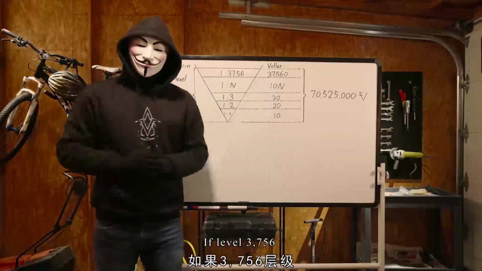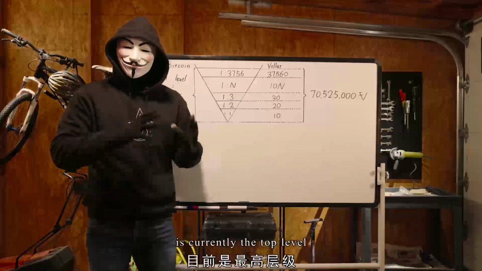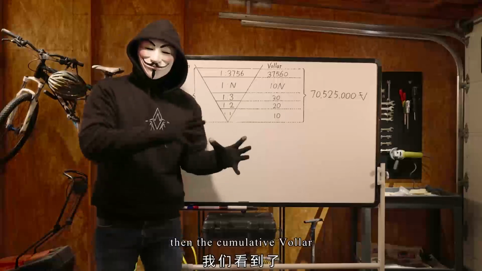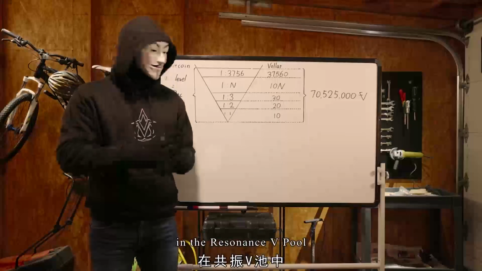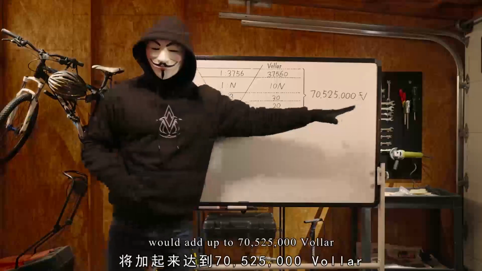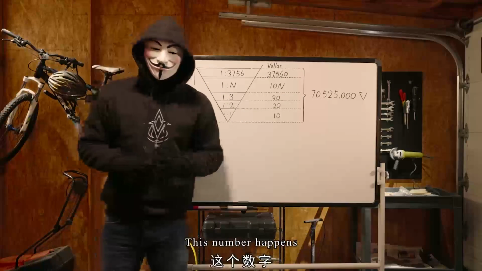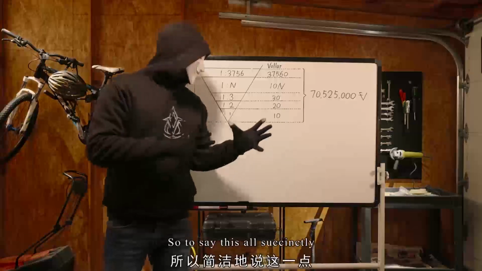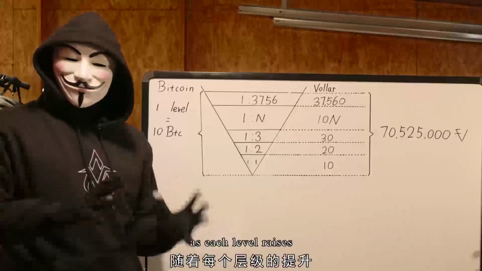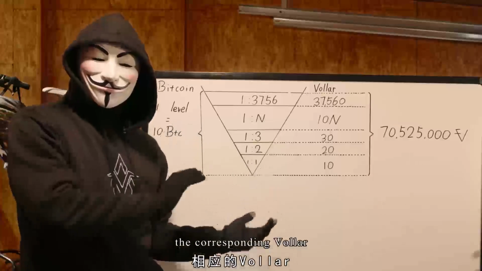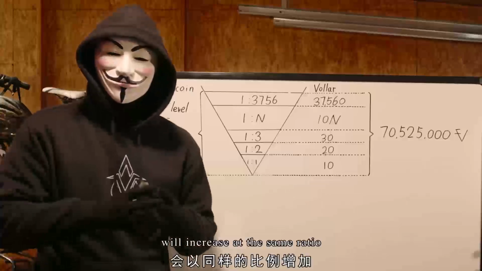Now, if level 3,756 is currently the top level in the resonance V pool, then the cumulative Volar that we see in this resonance V pool would add up to 70,525,000 Volar. Now, this number happens to be the initial funds that will be in the resonance V pool. So to say this all succinctly, as each level rises, the corresponding Volar will increase at the same ratio.